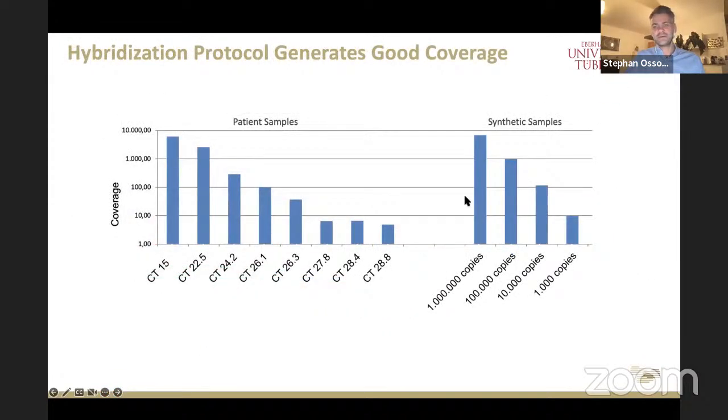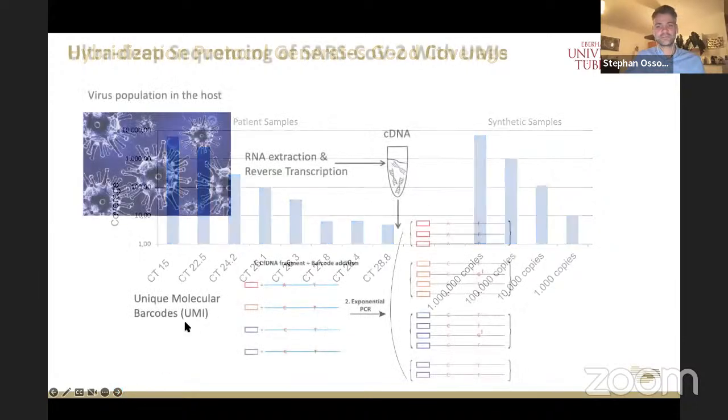First thing, we were happy again that the coverage in these synthetic samples looked quite similar to patient samples. So if we use 1 million copies of the synthetic virus, it was comparable to a CT value of 15, and 1,000 copies comparable to a CT value of like 27 or 28. So that's good. We can even modulate the sample, so we can simulate samples of different quality, and we can simulate different fractions of viral mutations.